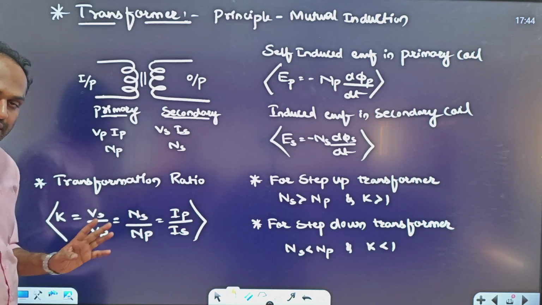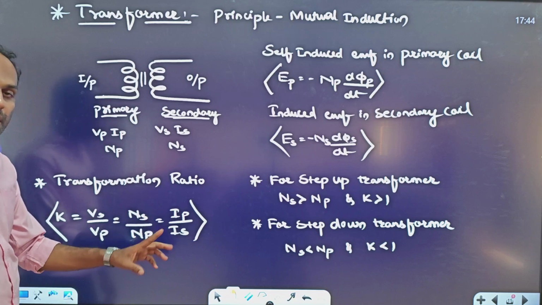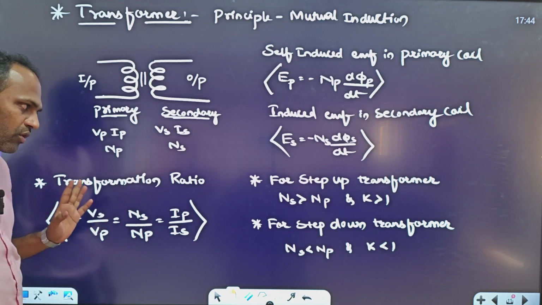Once the current comes, primary and secondary should reverse. VS by VP, NS by NP, IP by IS. Correct, you have to remember this.